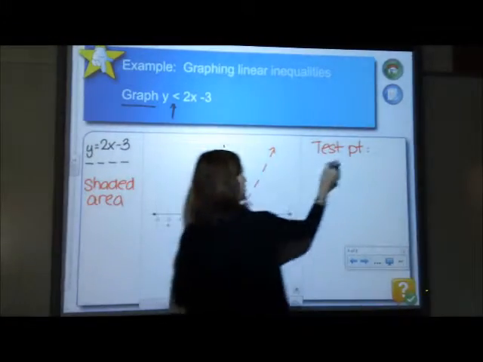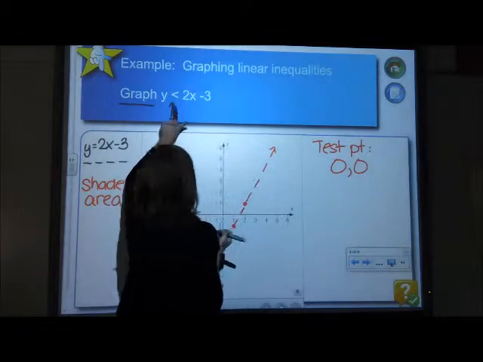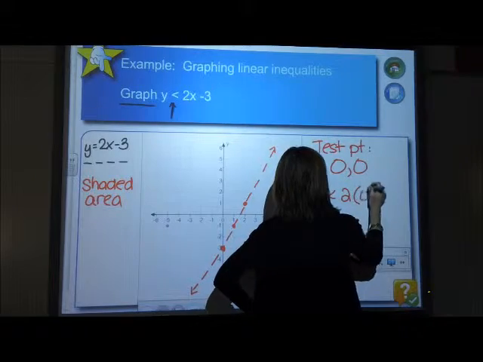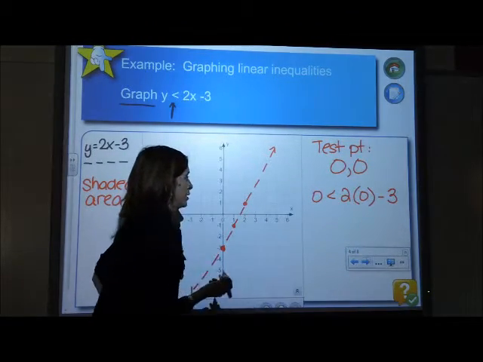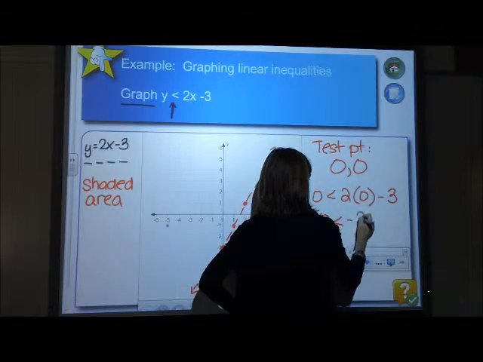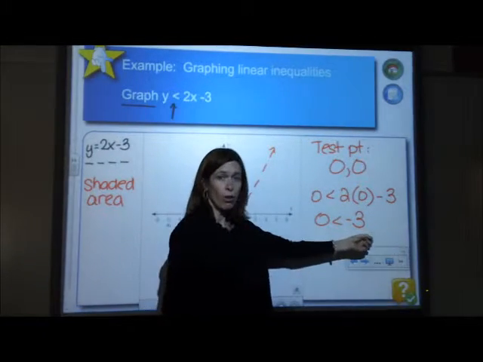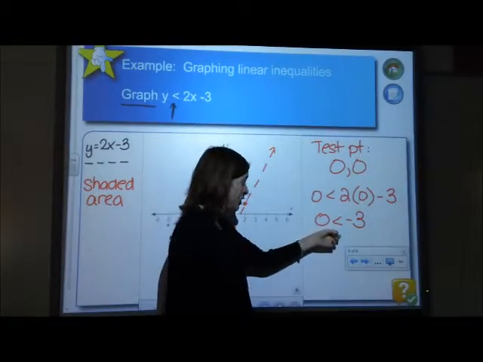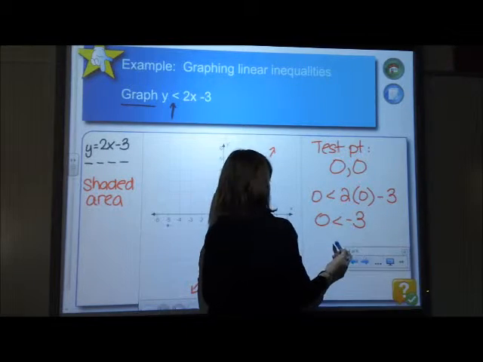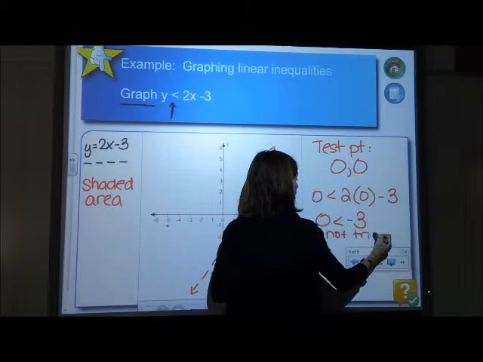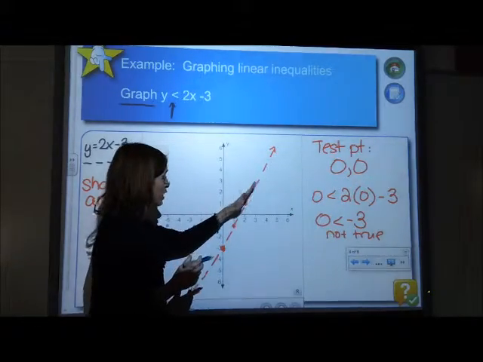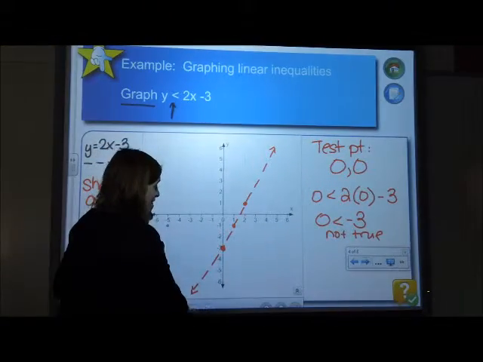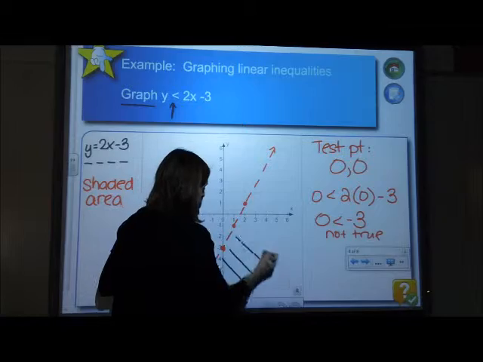So I take the test point of 0, 0, and I plug it into the inequality. So 0 is less than 2 times 0 minus 3. So then I get 0 is less than negative 3. If the inequality is true, then you shade wherever that point is. If the inequality is not true, is 0 less than negative 3? It is not, so it's not true. That means that 0, 0 is not a solution, so it therefore cannot be in the shaded region. So I can't shade above the graph, I need to shade below the graph.